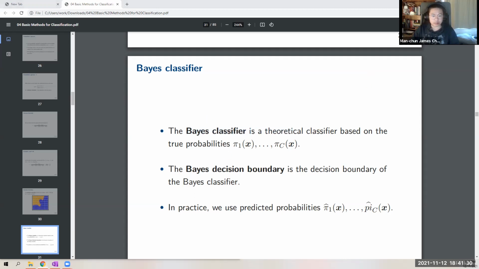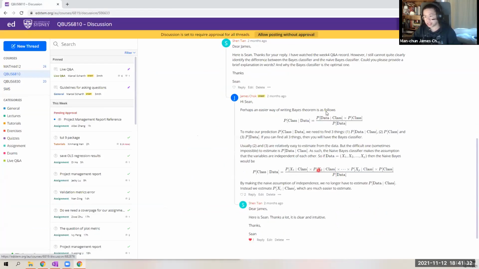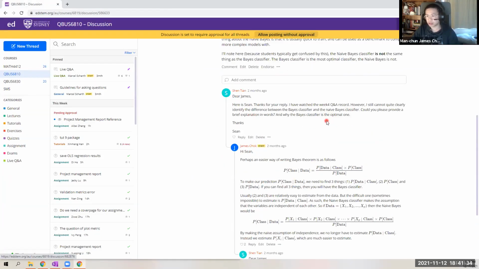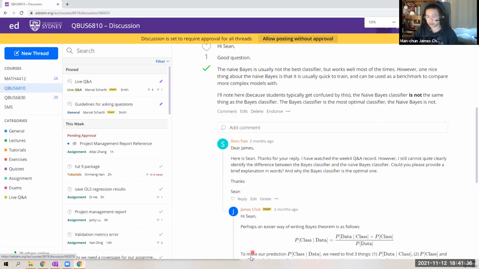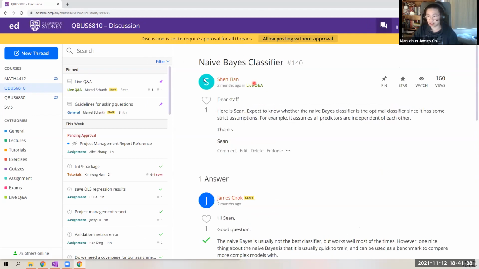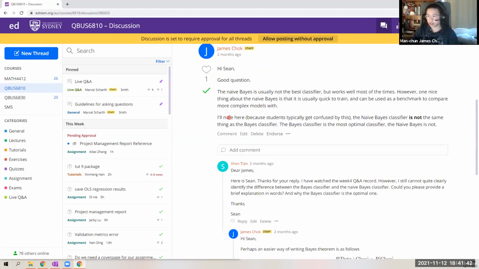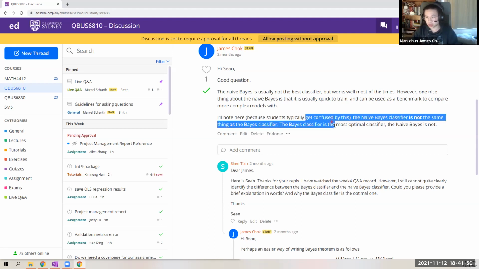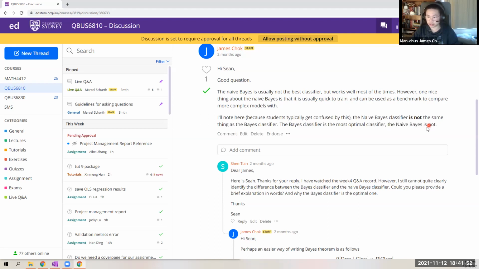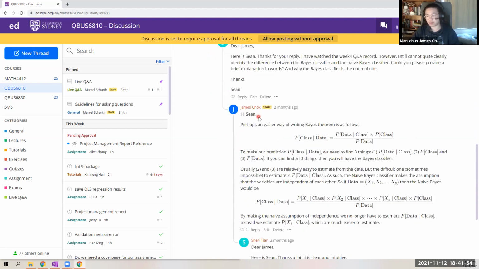Okay, so we have the Bayes classifier here, and the Bayes classifier is perhaps the most misunderstood one. This is one of the discussion forums. The naive Bayes classifier is not the same thing as the Bayes classifier. These are not the same things. The Bayes classifier is the most optimal classifier. Naive Bayes is not.